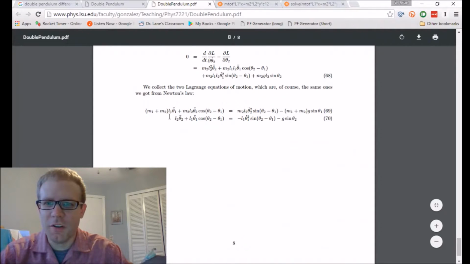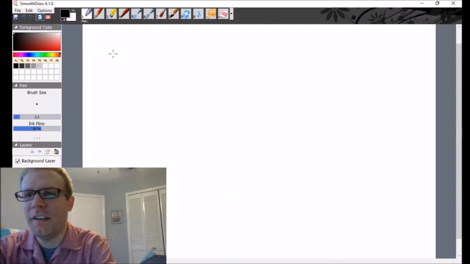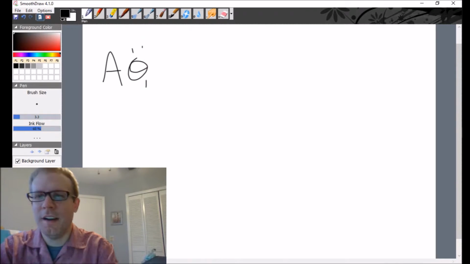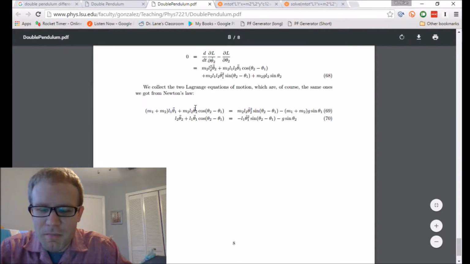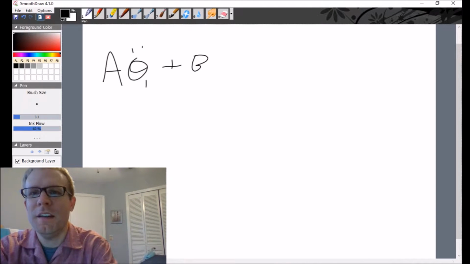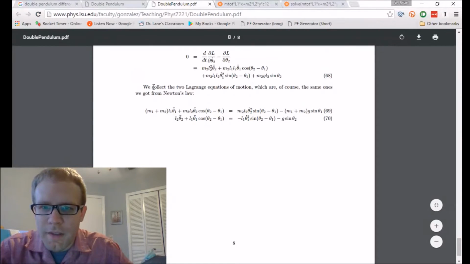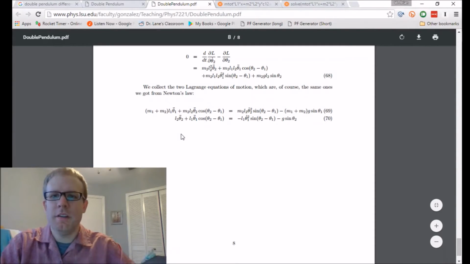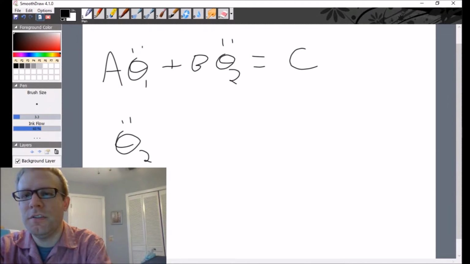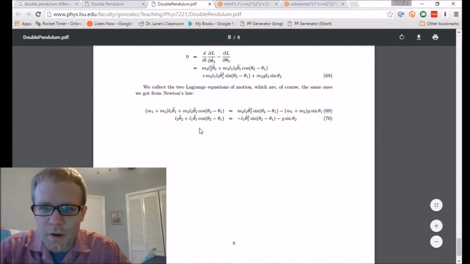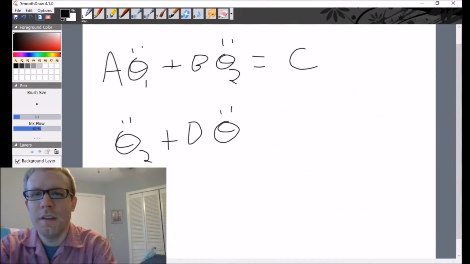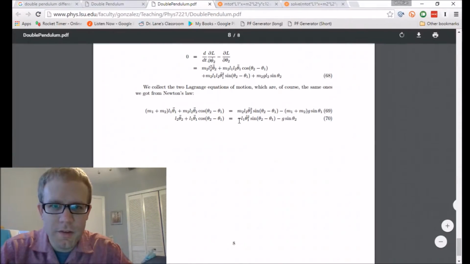We're going to call this chunk in front of theta 1 double dot A. So I've got A theta 1 double dot. We're going to call this chunk B, plus B theta 2 double dot. And that's all equal to this chunk right here, C. And then here, I'm going to do something a little bit different. I'm going to divide everybody by, say, L1 by L2. So I'll have theta double dot 2 plus, and then we'll call L1 over L2 D, theta double dot 1 equals, and then we'll call this whole thing E.